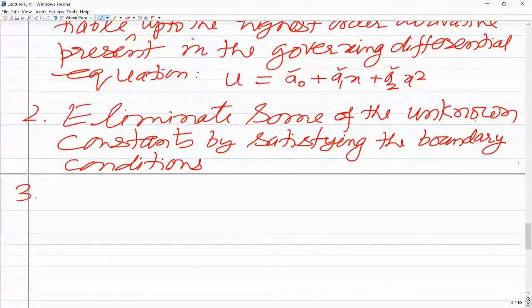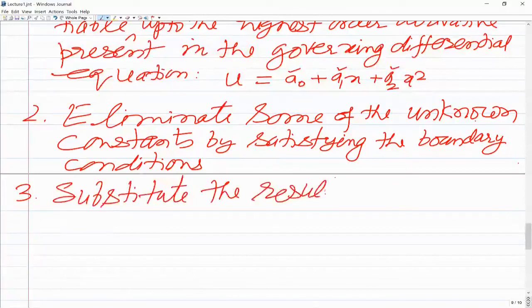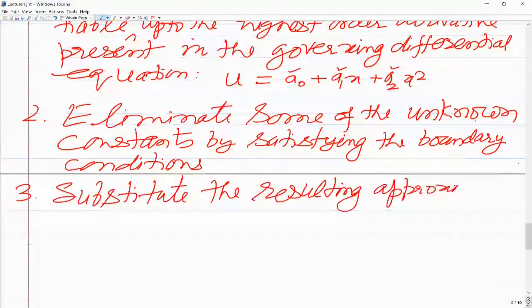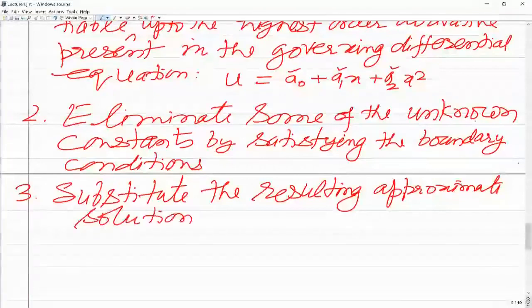And the third step is, after eliminating some of the constants by satisfying the boundary conditions, whatever approximate solution we get in terms of the remaining unknown constants, we substitute the resulting approximate solution in the governing differential equation.